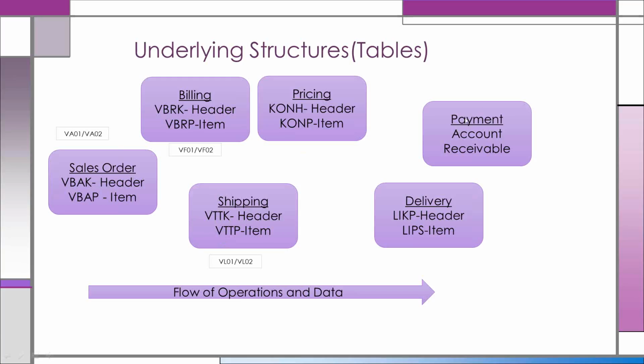The shipping information is stored in VTTK, VTTP. Finally, the payment and then delivery. The payment is accounts receivable, AR. This is FI; anything related to accounts is FI. And then delivery information is stored in LIKP and LIPS, header and item. Find the difference between header and item so that you have some knowledge about it. So this is the underlying structure, or I would say the tables, where we have all the information regarding sales and distribution.